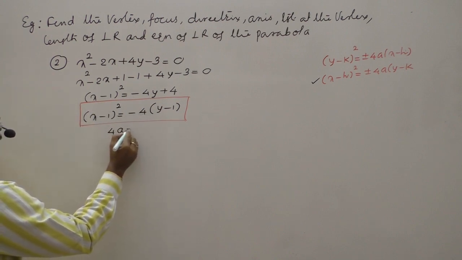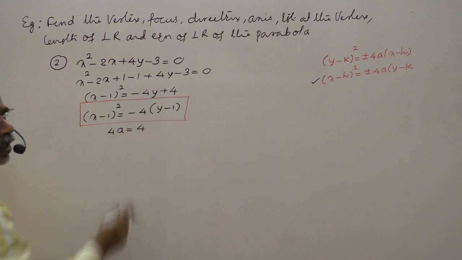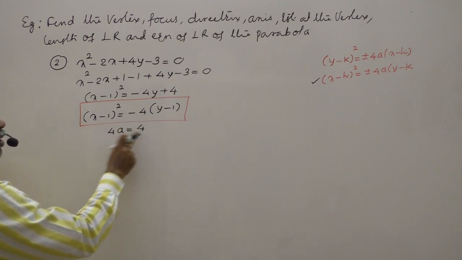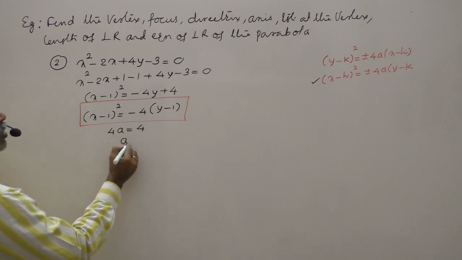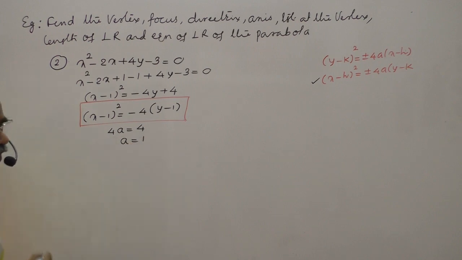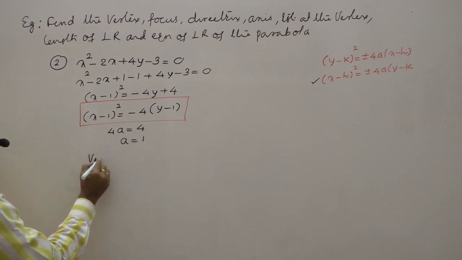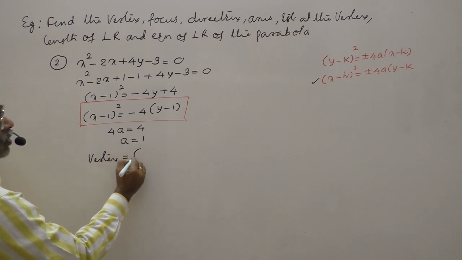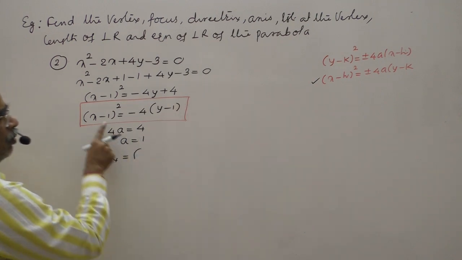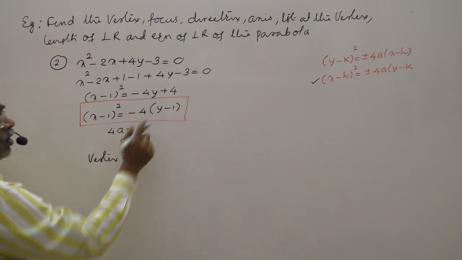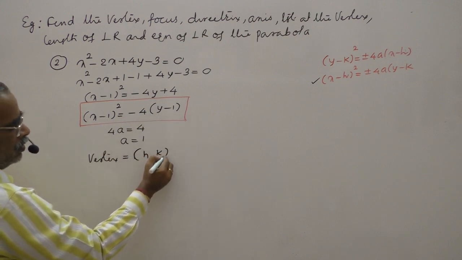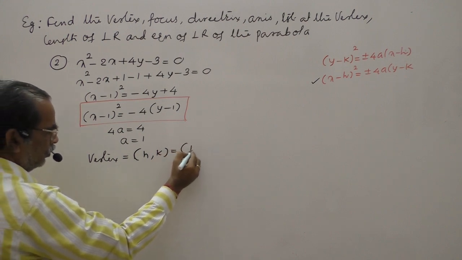In place of 4a, we have 4. You should consider only magnitude. Minus means the form will be changing. Magnitude is this. This implies here a equal to 1. Next, vertex can be written directly. What is vertex? Vertex for that is h comma k. This is h and this is k. So vertex h comma k is 1 comma 1.